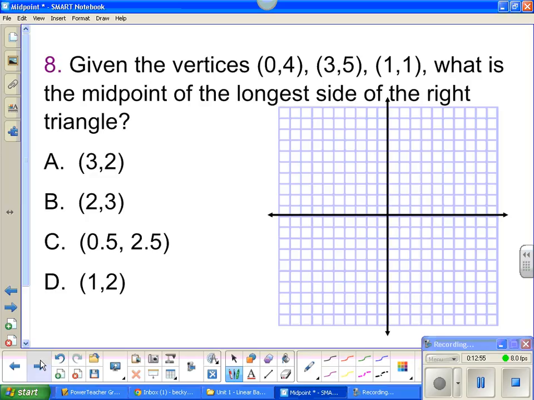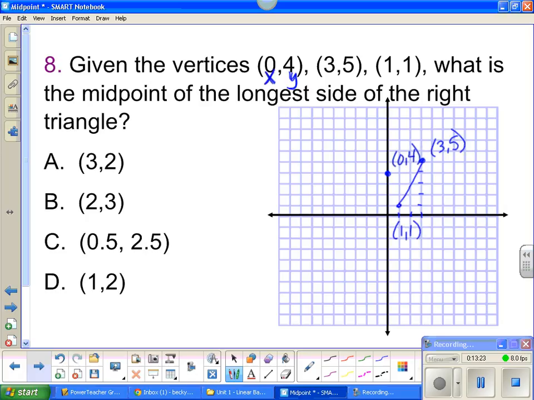So given the vertices 0, 4, so remember this is my x and this is my y, so this means I don't go any right or left, but I go up 4. And then I'm going to label it 0, 4. And then 3, 5, so 1, 2, 3, and then 1, 2, 3, 4, 5. And so that's 3, 5. And then 1, 1 would be right here.